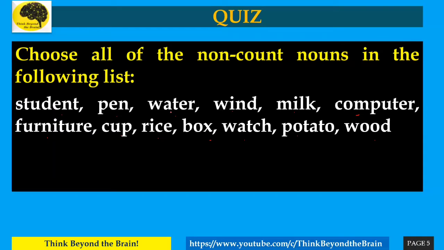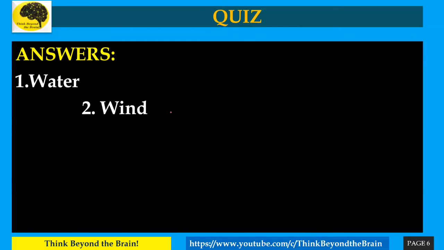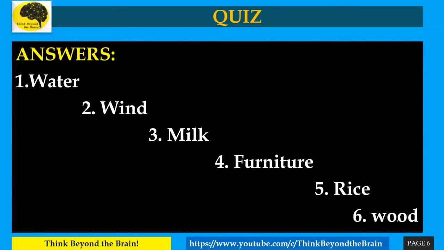Correct. So now pause the video, and when you complete the writing, resume the video to see the answers. I am going with the answers now. So the answers are: first water, second wind, third milk, fourth furniture, fifth rice, and sixth wood. Now these six are the non-count nouns from the list which we had before.